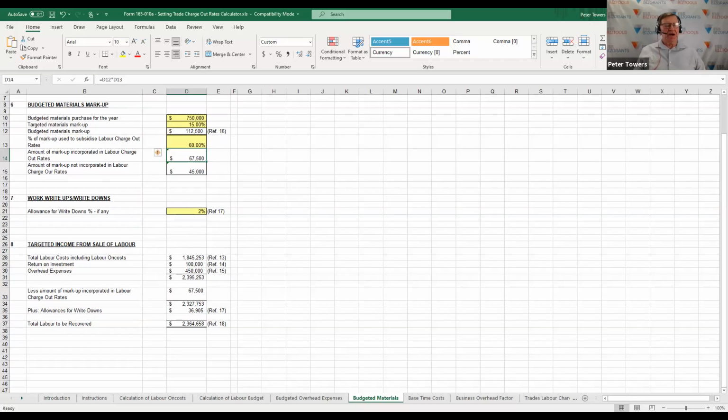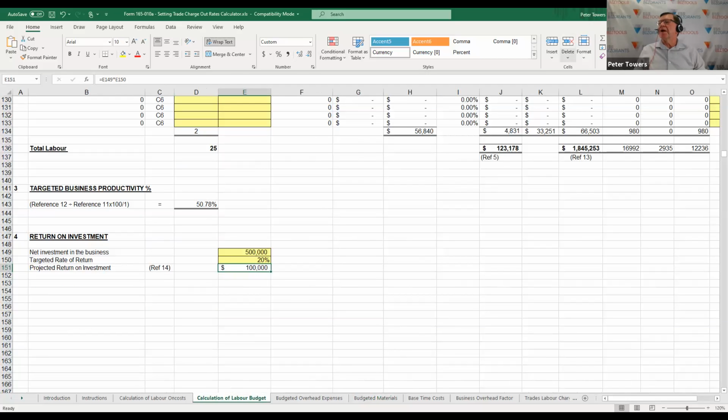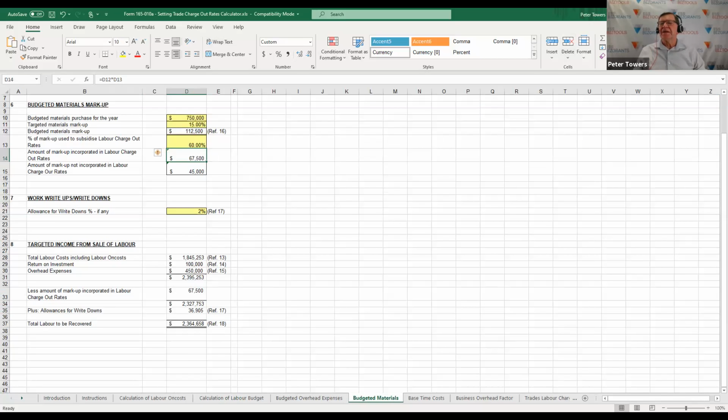So the system then determines the targeted income from sale of labor. We had 1,845,000 as the labor cost. That figure there, 1,845,253, has been transferred in. The return on investment, you remember, was $100,000. We had $450,000 in overhead expenses. So we had total costs to there of 2,395,253.